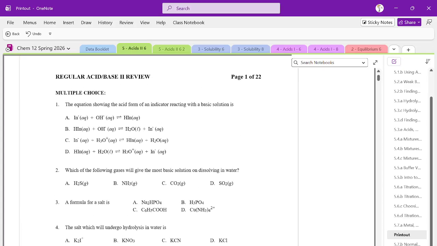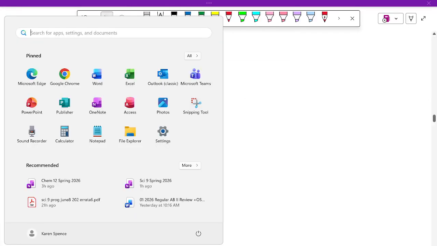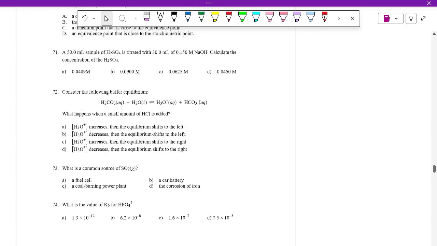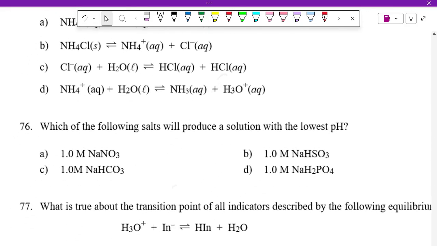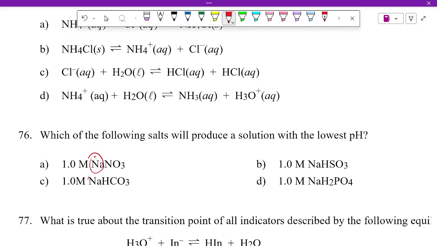Questions from the review. I know a couple people had questions at least. What do we got? Yes. 76. Which of the following salts will produce a solution with the lowest pH? And so we want everything here. None of the sodiums are going to hydrolyze, right?